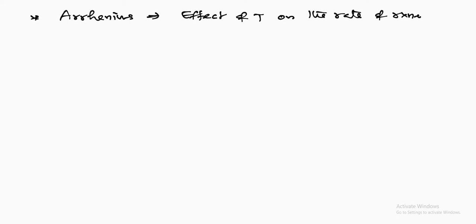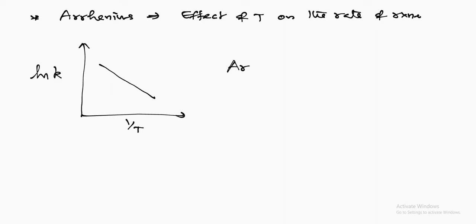And he found that when ln k, the natural logarithm of the rate constant, is plotted against 1 by temperature, he got a straight line for many reactions. A straight line with a negative slope. If any chemical reaction gives a straight line with a negative slope in the plot of ln k versus 1 by T, we can call those reactions Arrhenius reactions.